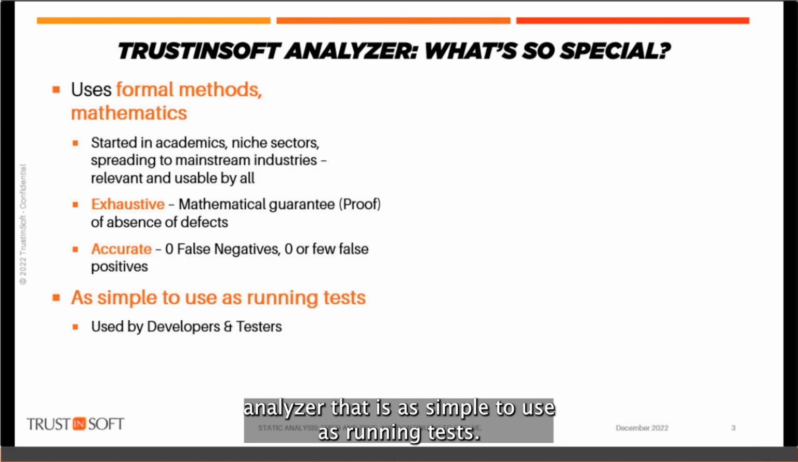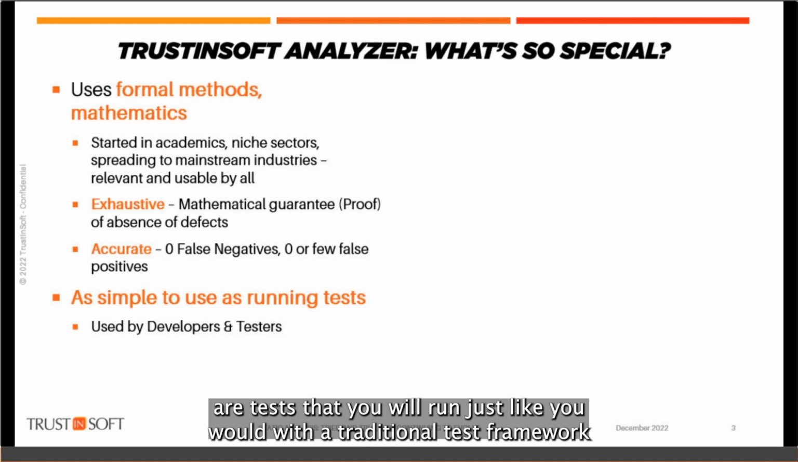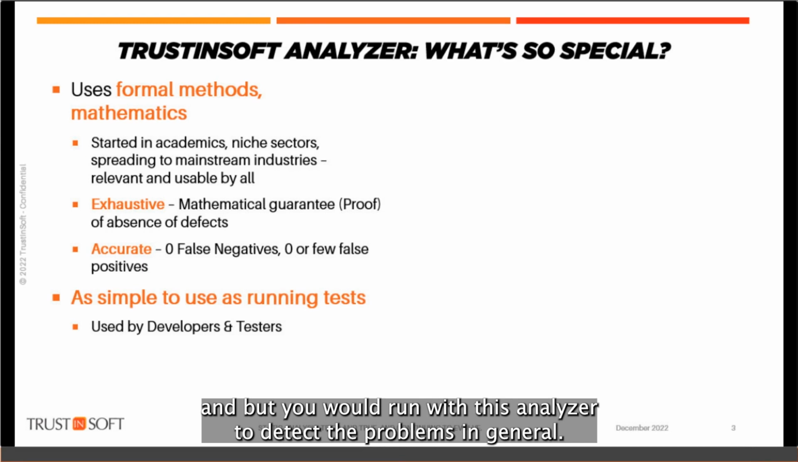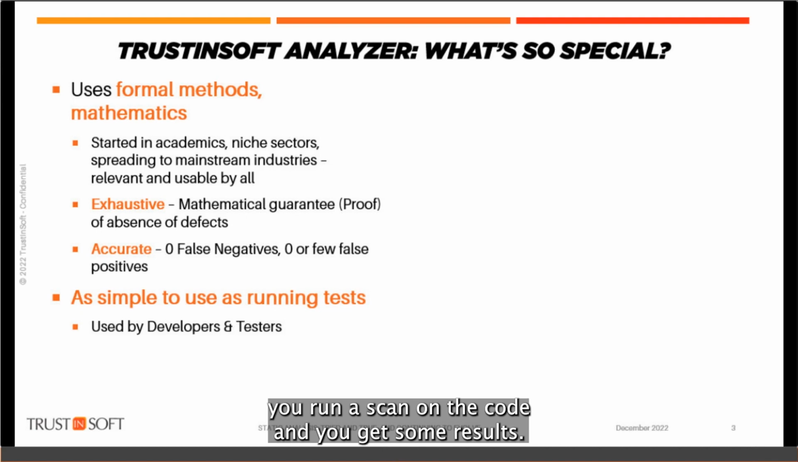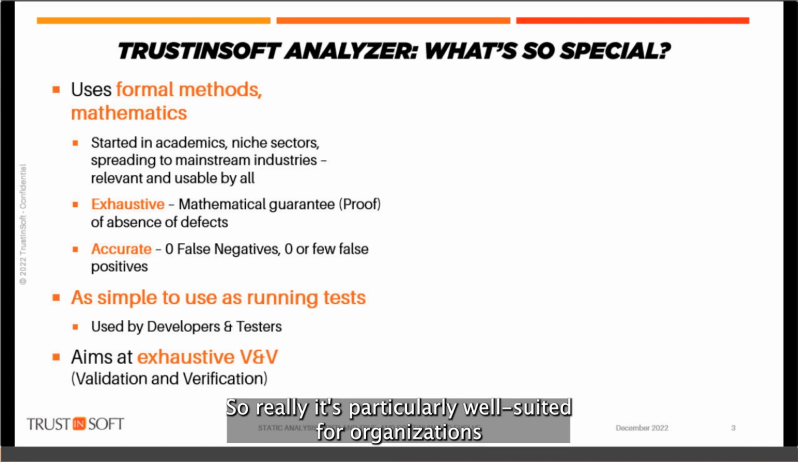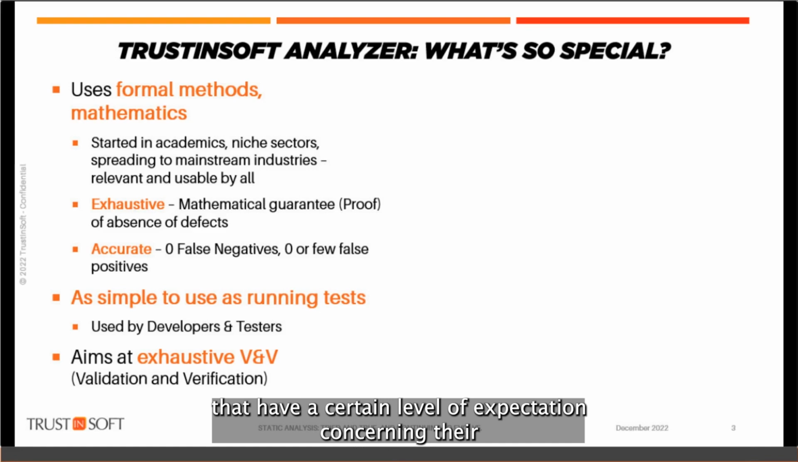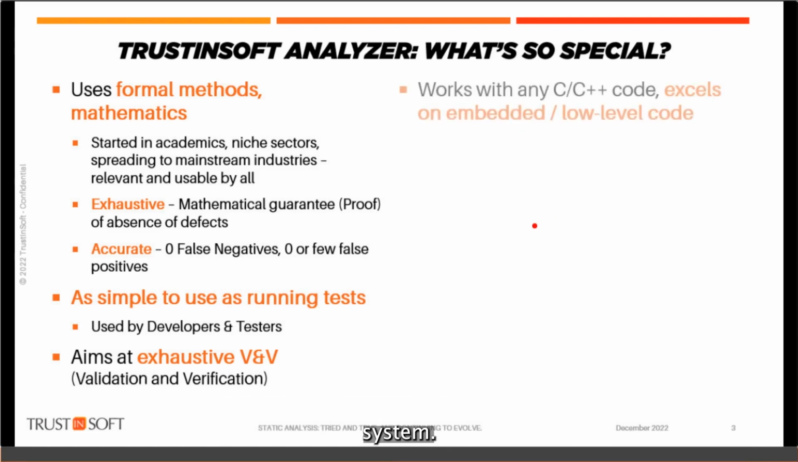It's an analyzer that is as simple to use as running tests. What does that mean? Unlike traditional static code analyzers, the starting point is tests that you run just like you would with a traditional test framework, but you run them with this analyzer to detect the problems. In general, the experience with other analyzers is that you just provide the code, you run a scan on the code, and you get some results. Again, it's exhaustive, so it's particularly well suited for organizations that have a certain level of expectation concerning the exhaustiveness of their validation and verification system.